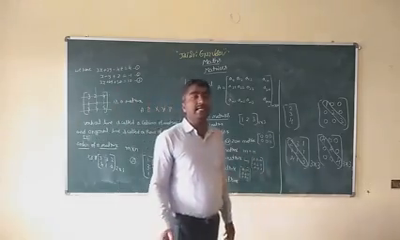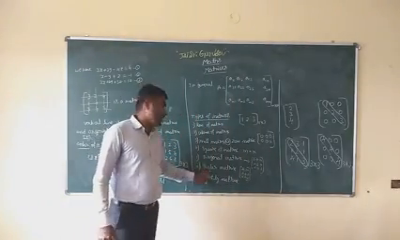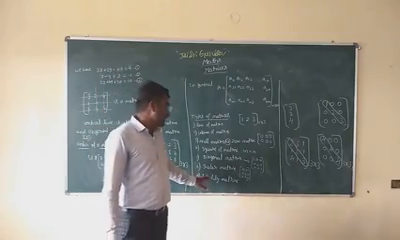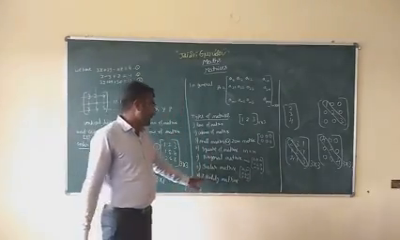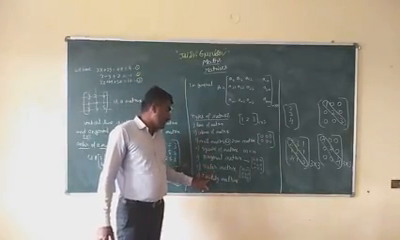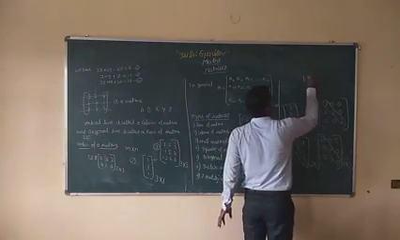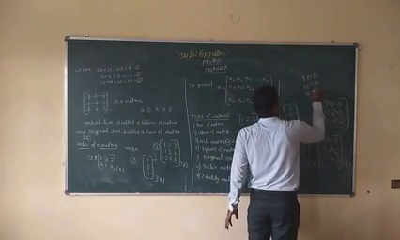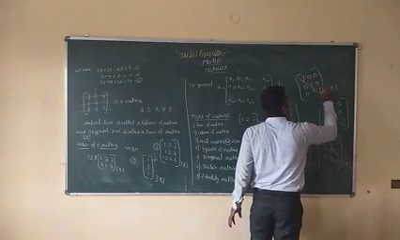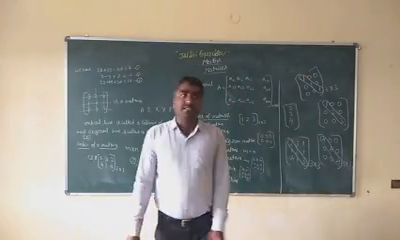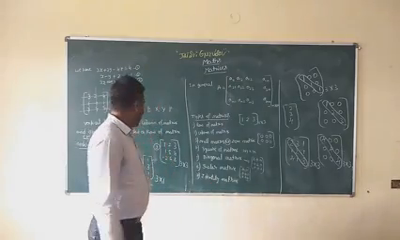Next is identity matrix. An identity matrix is a scalar matrix. What is the condition of a scalar matrix? The principal diagonal elements must be the same. An identity matrix is a scalar matrix whose diagonal elements are equal to 1. Identity matrix is 1 0 0, 0 1 0, 0 0 1. It is called a 3 cross 3 identity matrix.